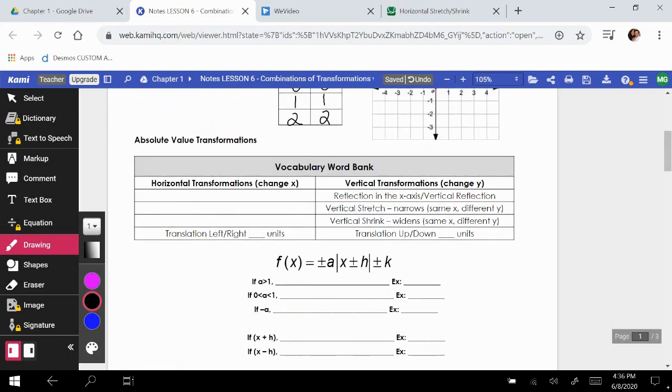For our vocabulary word bank, many of the transformations we've already discussed have been vertical transformations, which change the y values. So a reflection in the x-axis is also called a vertical reflection. Vertical stretches and shrinks will cause the graph to narrow or widen. And then translations up and down shift the function up or down so many units. The only horizontal transformation we've discussed has been a horizontal translation left or right so many units. Remember, because it's horizontal, that's going to change the x value.